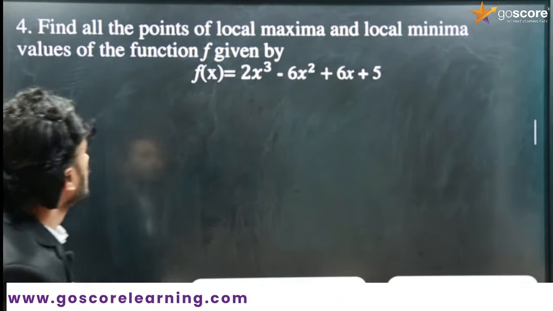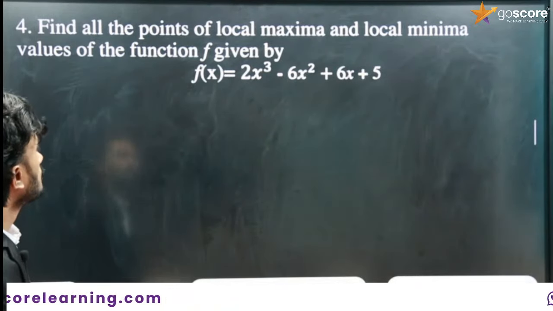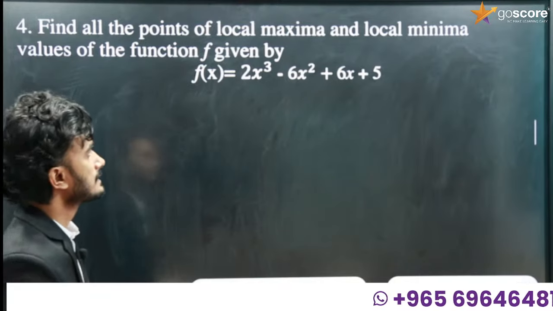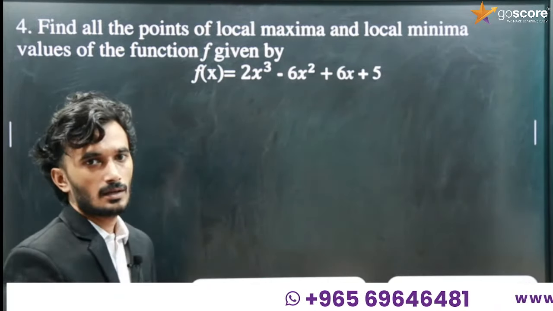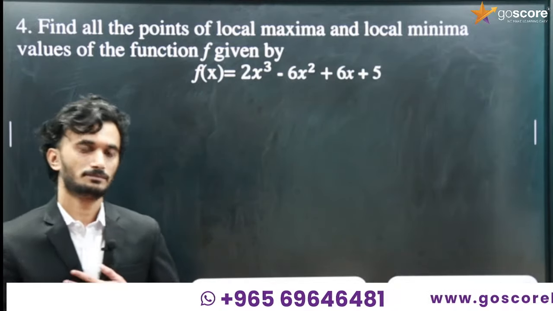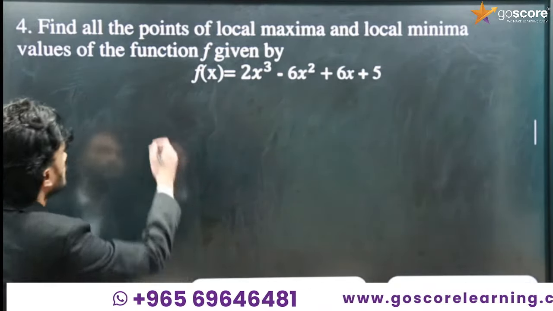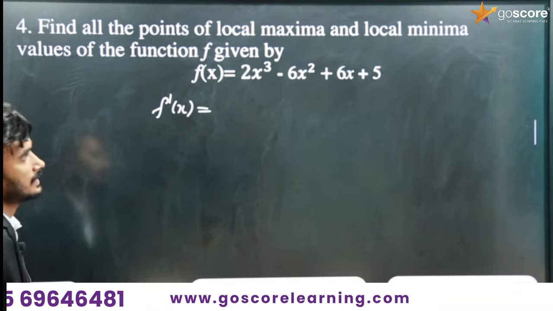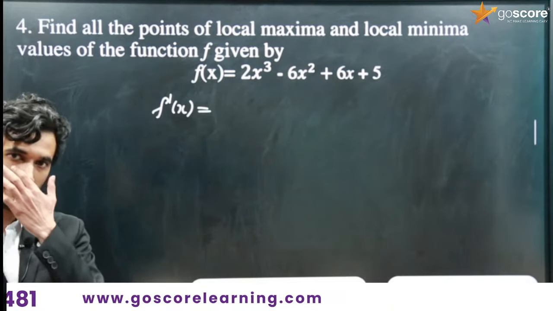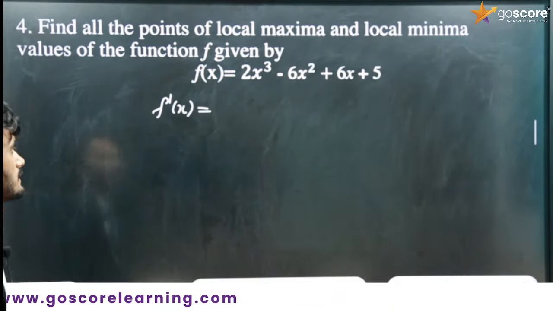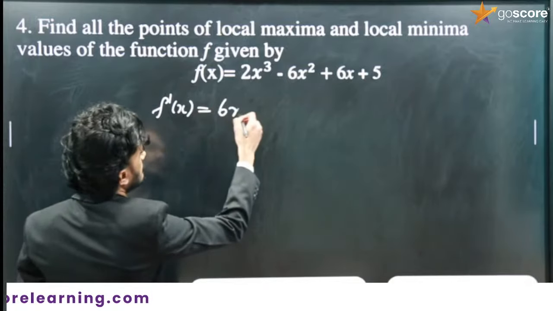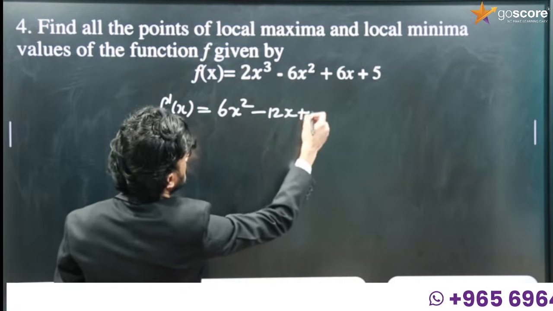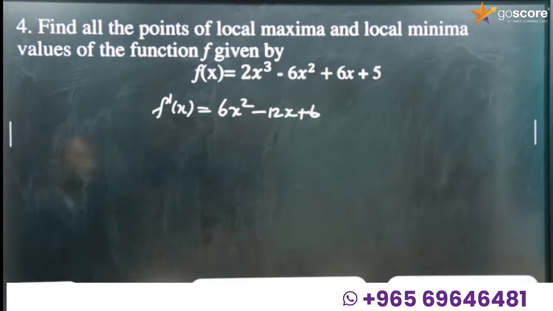Find all the points of local maxima and local minima values. F of x is given by 2x cube minus 6x square plus 6x plus 5. Okay. So first we will find f dash of x. What is f dash of x? It is 6x square minus 12x plus 6.